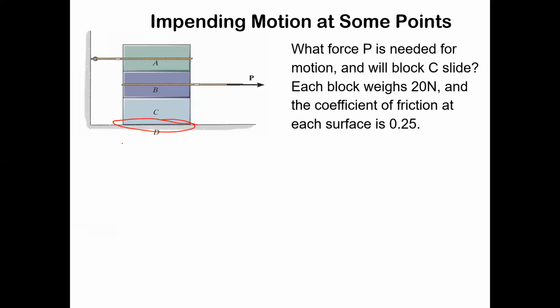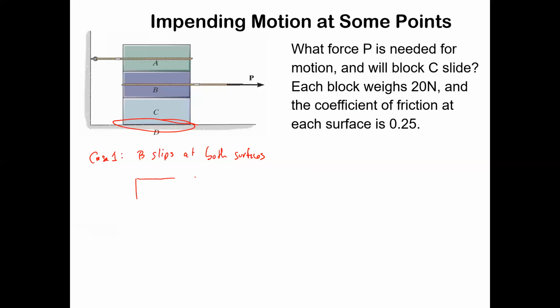So we look at this and we think about case one, where B slips at both surfaces. And we draw the free body diagram. What that free body looks like is we draw it for the different parts.